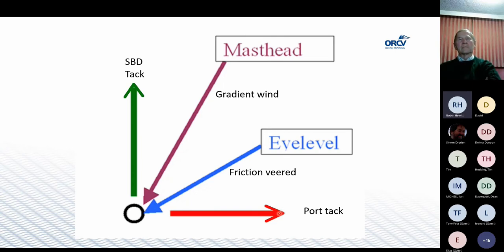The thing is that at the bottom of the sail on port tack, you've got a big angle between the top and the veered wind here, whereas on starboard, you've got a fine angle between here and here. And the giveaway is if the boat is sailing better on port tack.